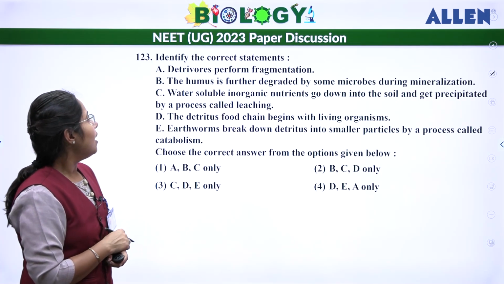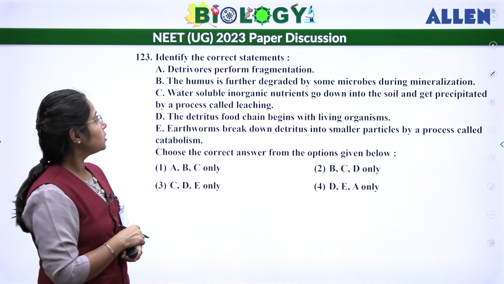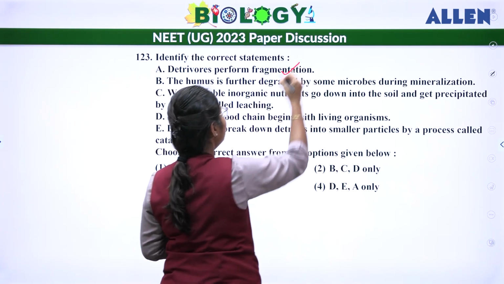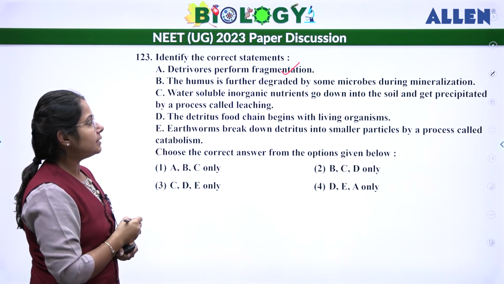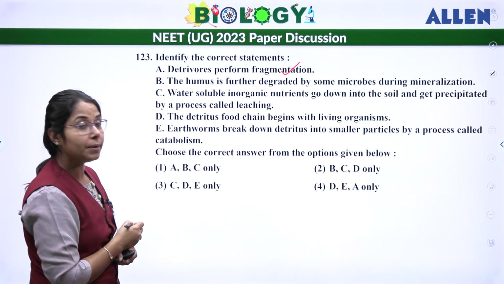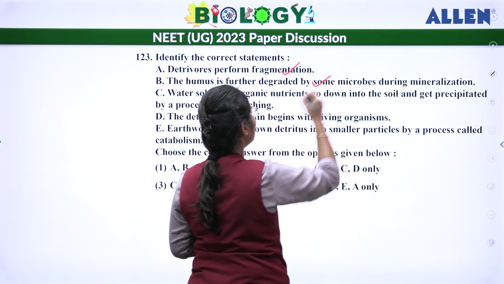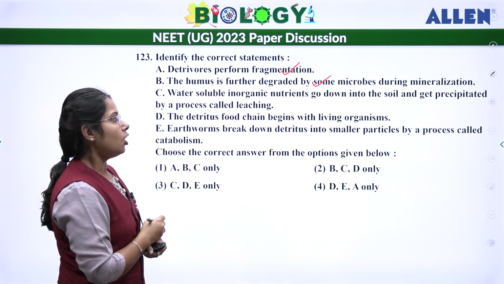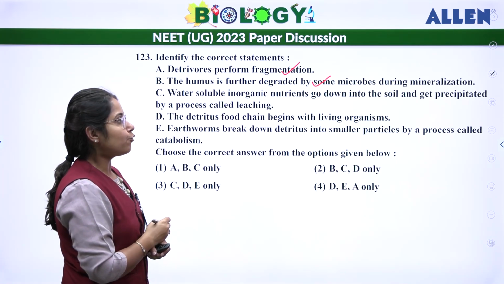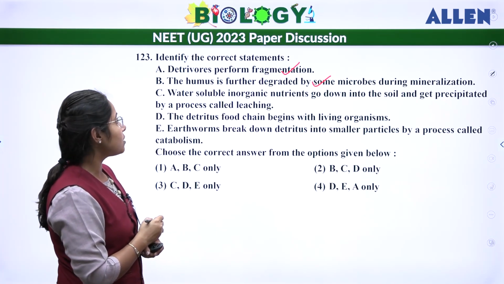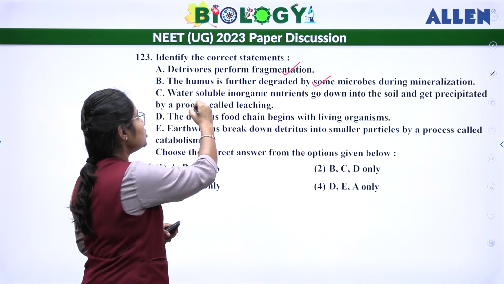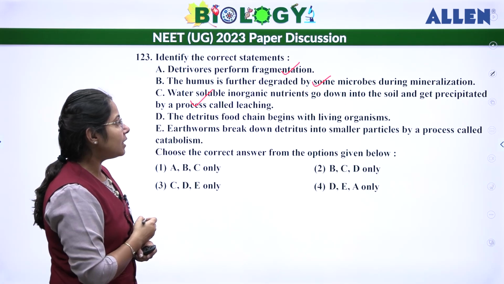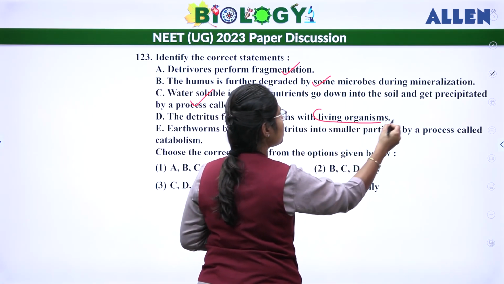Next question. Identify the correct statements. Detritivores perform fragmentation, which is true. The humus is further degraded by some microbes during mineralization, which is again true. Water soluble inorganic nutrients go deep down into the soil and get precipitated by a process called leaching, which is true. Next, the detritus food chain begins with a living organism is false.